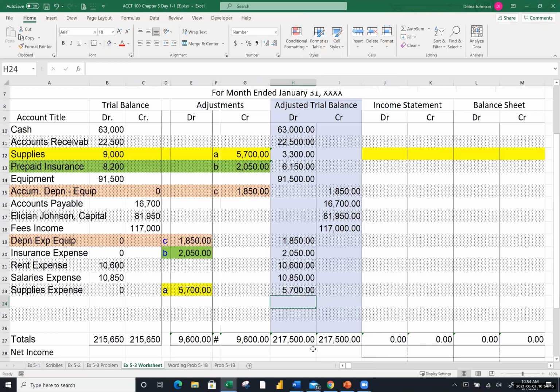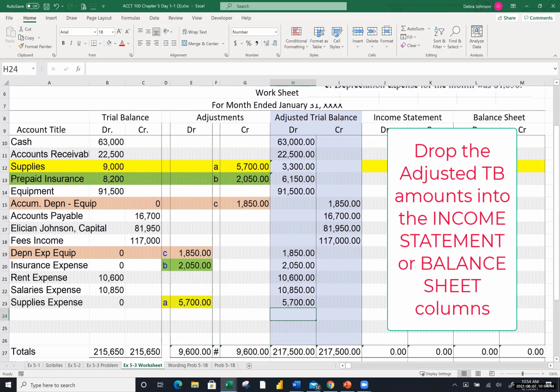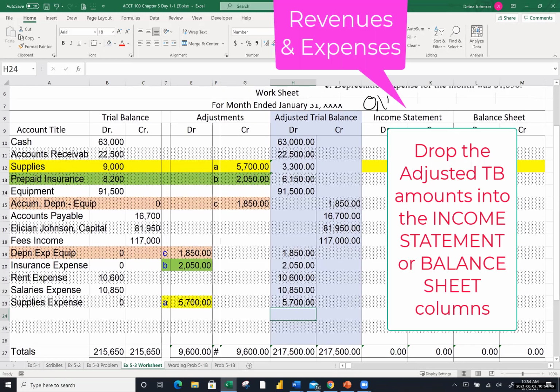The last step, the very last step, we're almost done. We have this internal tool. We now have new numbers in our adjusted trial balance. The last step is to drop these numbers into either the income statement or the balance sheet, but never both. Now you notice we don't have a statement of owner's equity column. That's to keep the number of columns down. So here's how I want you to think about that. The only thing that goes on the income statement are revenues and expenses.